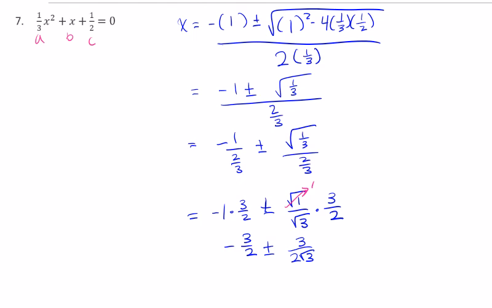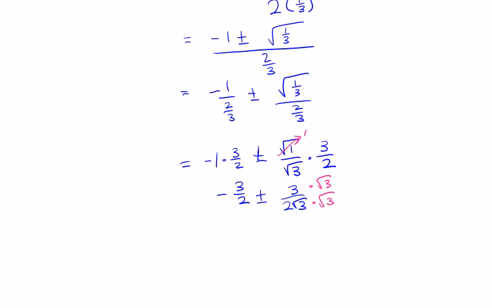Now, what's wrong with this picture? We have a radical in the denominator, so we're going to multiply by root 3 on top and bottom. And so we're going to get -3/2 plus or minus. Then we'll get 3 root 3 over 2 times 3, right, which is 6. And then we can simplify one more step, divide by 3. So we get 1 root 3 over 2. So it'll be -3/2 plus or minus root 3 over 2.